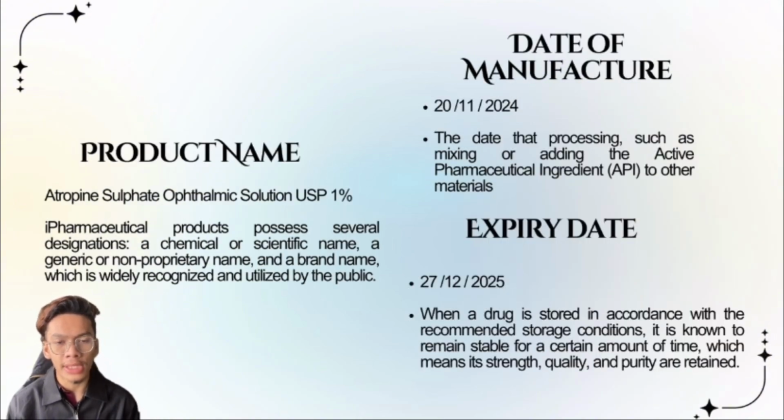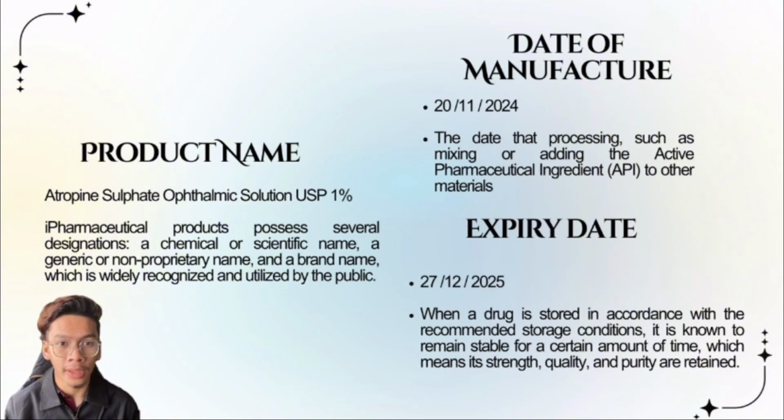The product is officially named Atropine sulfate ophthalmic solution USP 1%. As a pharmaceutical product, it carries multiple designations: the chemical or scientific name, the generic or non-proprietary name, and the brand name commonly recognized by the public. This designation ensures precise identification and usage in clinical and regulatory contexts.